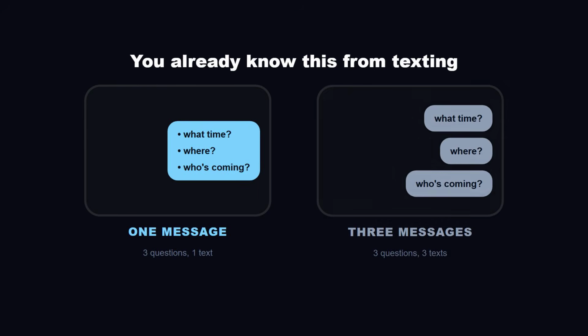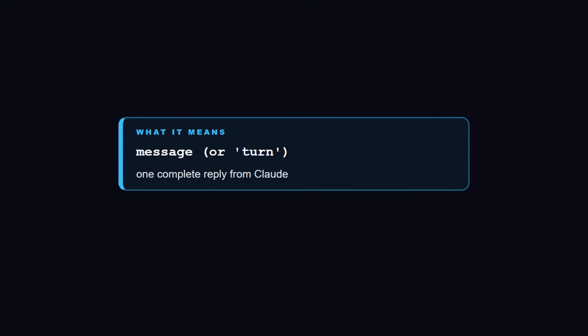Second thing you control. But first, one more word you need. Message. Think about texting a friend. You can send one text with 3 questions in it, or 3 separate texts, 1 question each. Same questions, different shape. A conversation with Claude works exactly the same way. Claude replies, and that whole reply is one message. You'll also hear it called a turn.